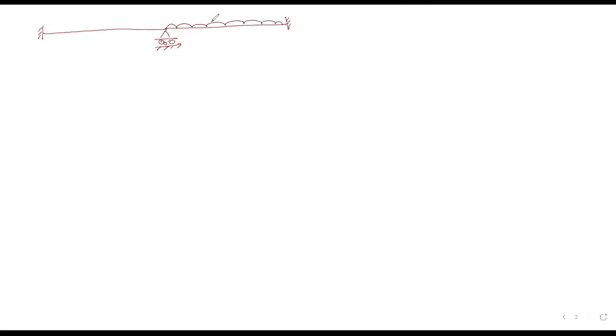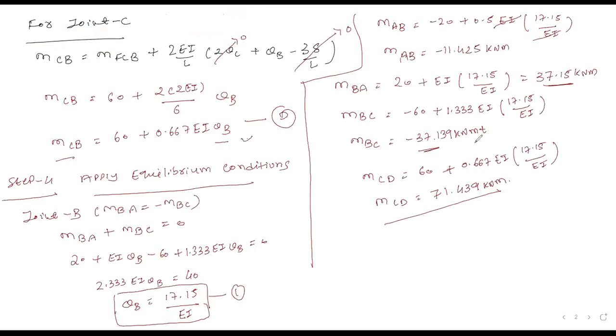This value will be 20 kilonewton meter, given in data. This is the point load, that is 40 kilonewton. This is A, this is B, this is C. Length is also given: 2 meter, 2 meter, 6 meter. This is point D. Now, just put all the values which are already calculated.